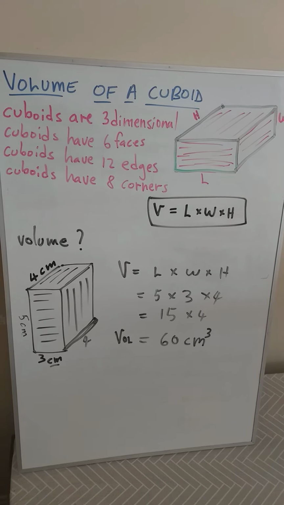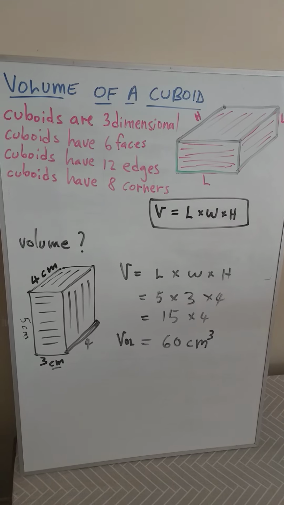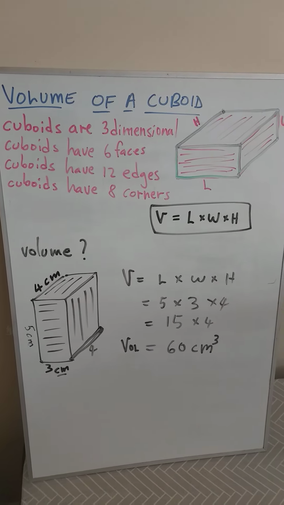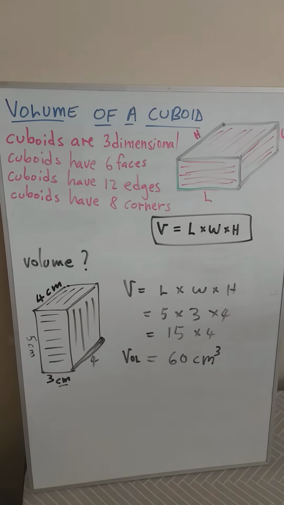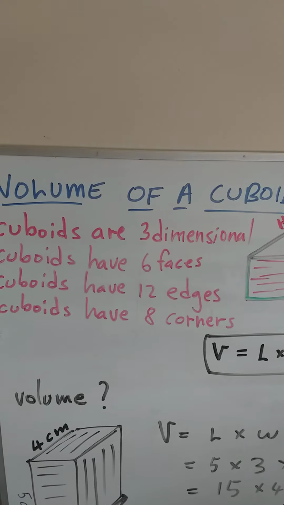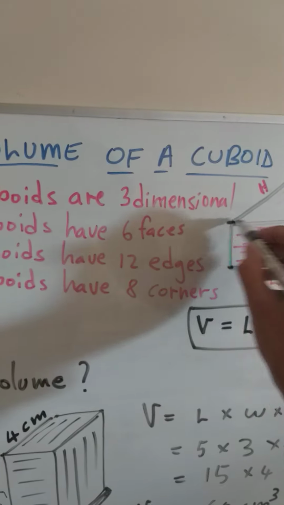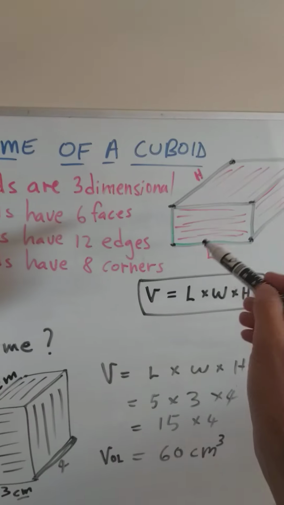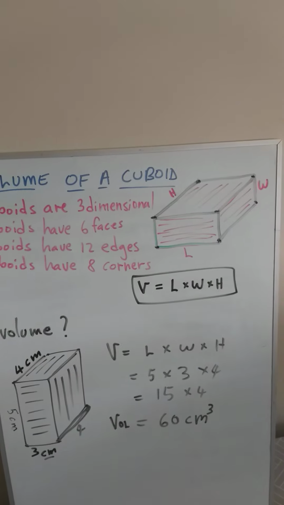So I hope you've learned about finding the volume of cubes and cuboids, and you've learned a bit about the three-dimensional structure of cuboids. So cuboids are three-dimensional. Cuboids have 6 faces. Cuboids have 12 edges. Cuboids have 8 corners. Corners means the vertex 1, 2, 3, 4, 5, 6, 7, and there's another one underneath, behind. So there will be a total of 8.